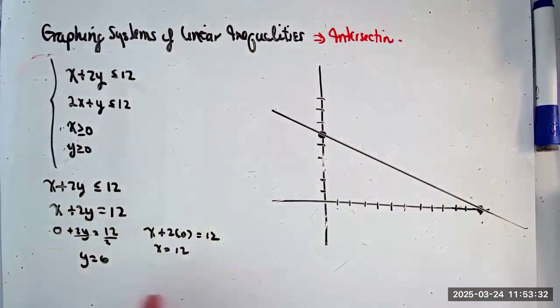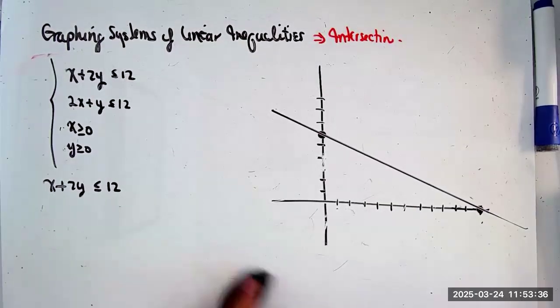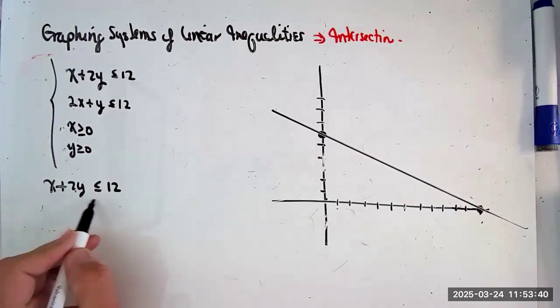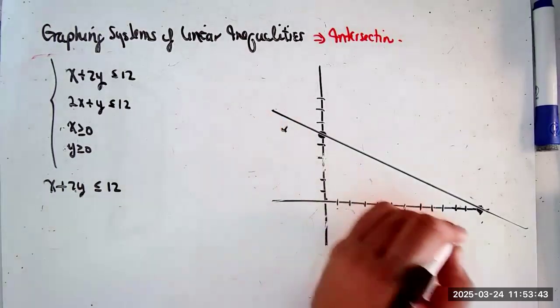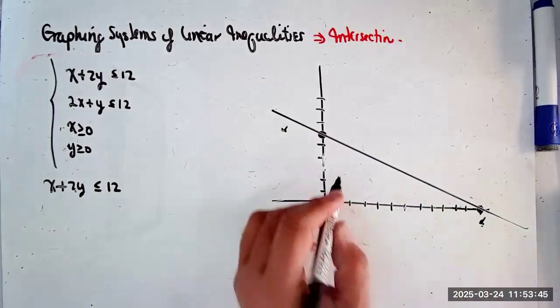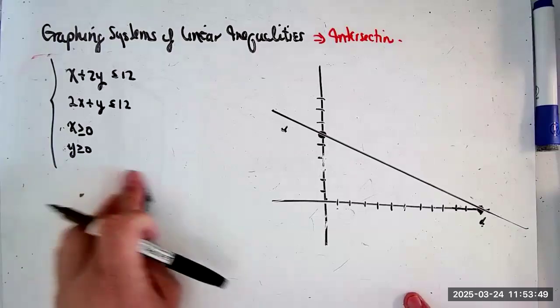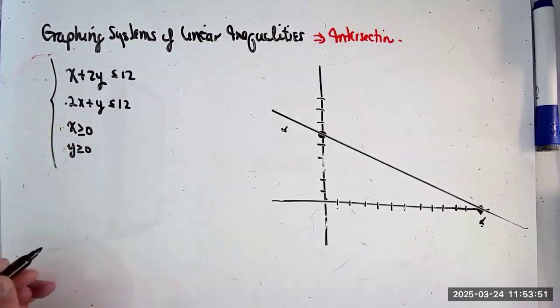And now we need to select the test point as always. Go back to the inequality. Let's take 0, 0. 0 plus 0 less than or equal to 12. Yes, so this one will include the origin, so it pushes in, toward the right triangle. So let's try the second one.